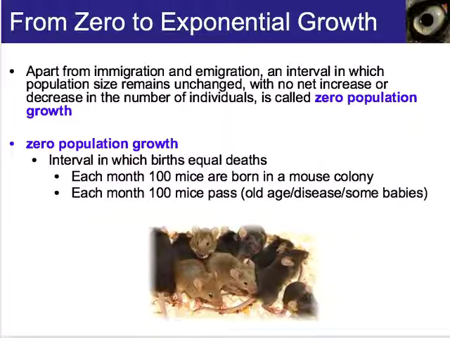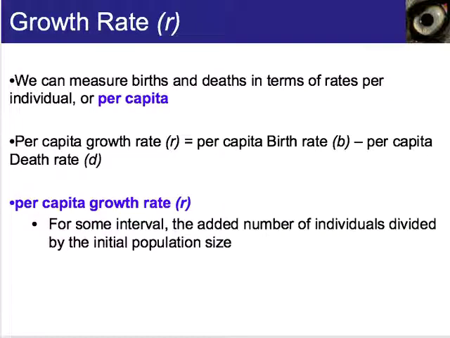Apart from immigration and emigration, an interval in which population size remains unchanged with no net increase or decrease is called zero population growth. So zero population growth means that, let's say we're talking about a mouse colony, each month 100 mice are born and each month 100 mice pass. So there's no growth of that population because the same amount are being born as are dying.